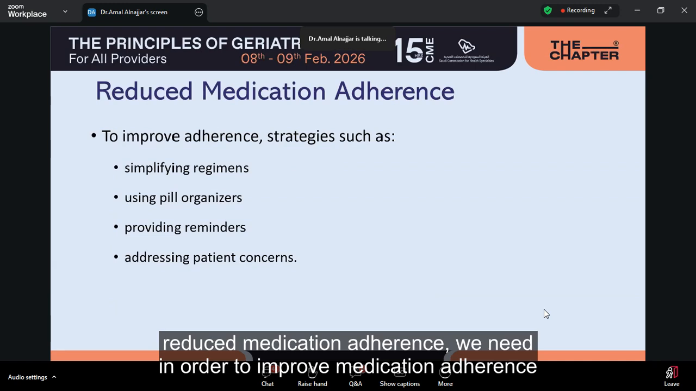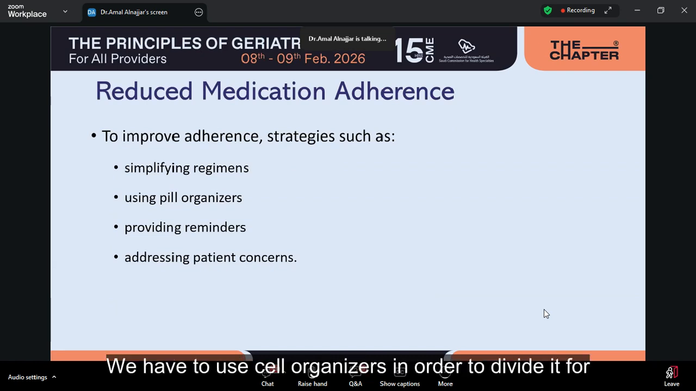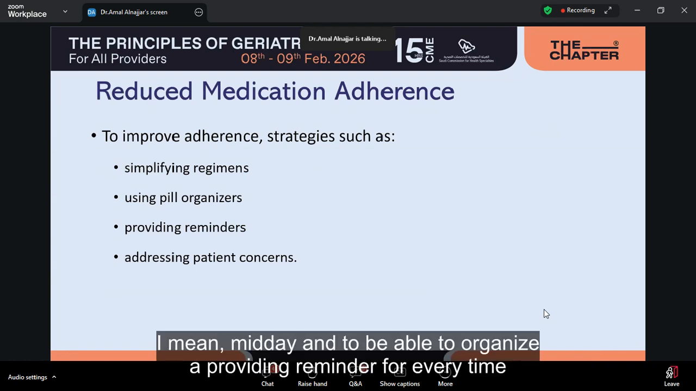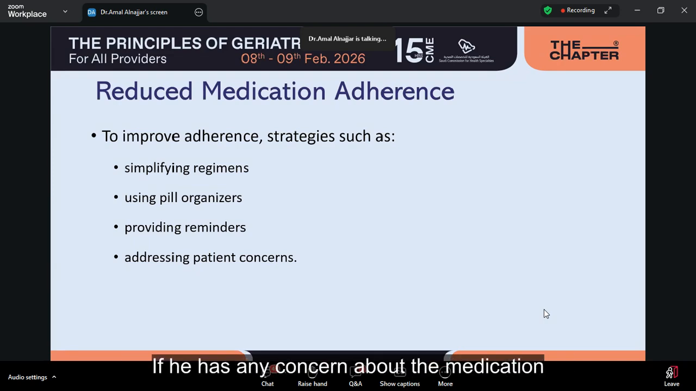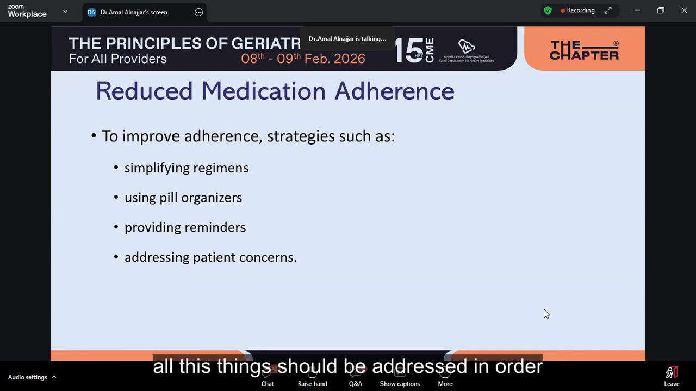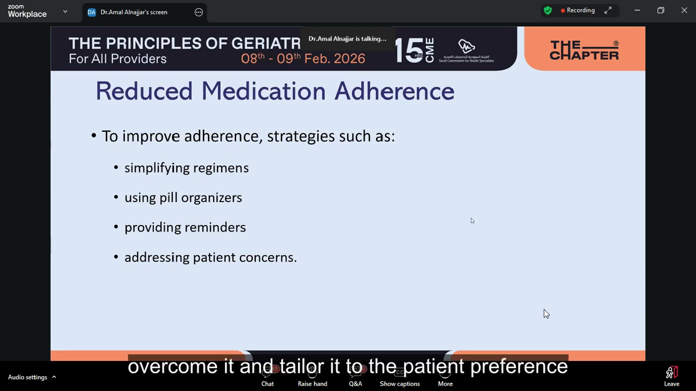Reduced medication adherence: in order to improve medication adherence, we have to simplify the regimen. We have to use pill organizers in order to divide it for the patient, which tablets are to be taken in the morning, midday, and evening, and to label those organizers, providing reminders for every time group of medication, and addressing patient concerns. If he has any concern about the medication, like urine discoloration, or that it can increase his constipation, all these things should be addressed in order to overcome it and to tailor the regimen to the patient's preference.